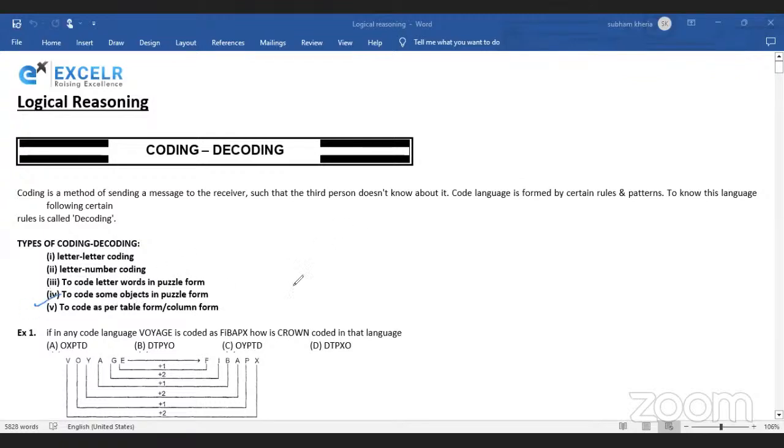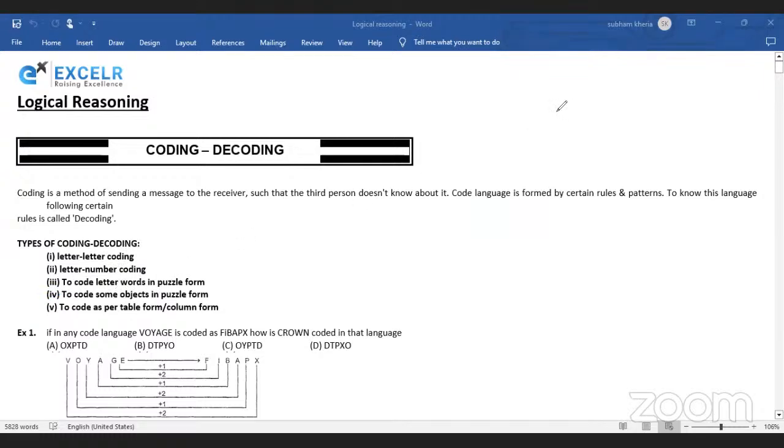To code some objects in puzzle form. For example, white is coded as black. Black is coded as blue. Blue is coded as green. Green is coded as orange. Orange is coded as pink, and so on. Okay, these are the 4 most important types of coding.